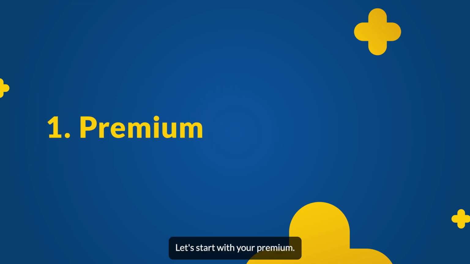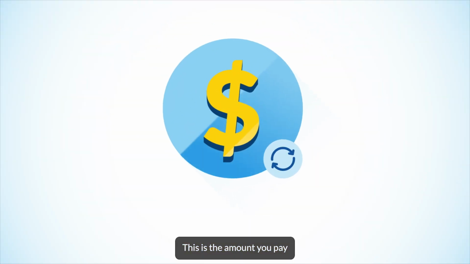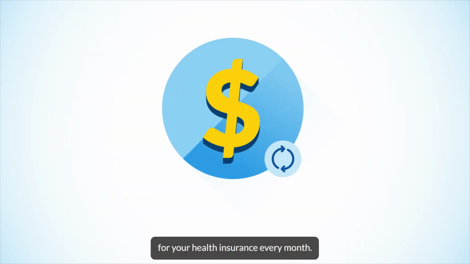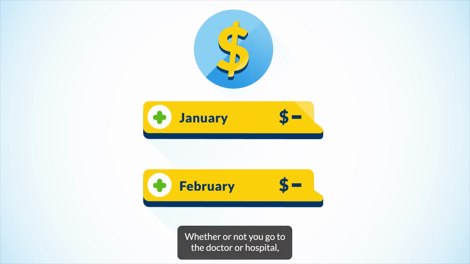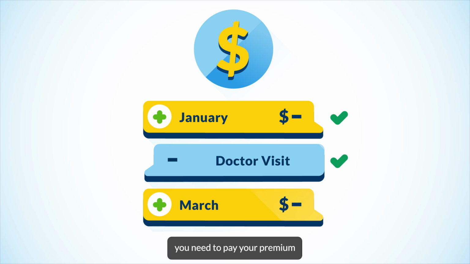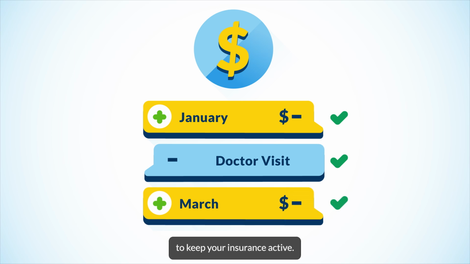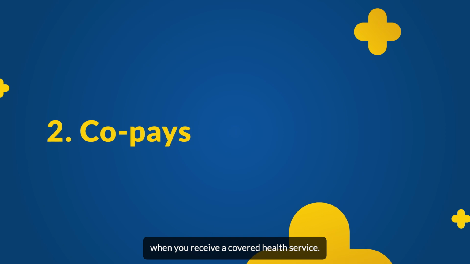Let's start with your premium. This is the amount you pay for your health insurance every month. Think of it as a monthly membership fee for having your insurance plan. Whether or not you go to the doctor or hospital, you need to pay your premium to keep your insurance active. Copays are fixed amounts you pay when you receive a covered health service.